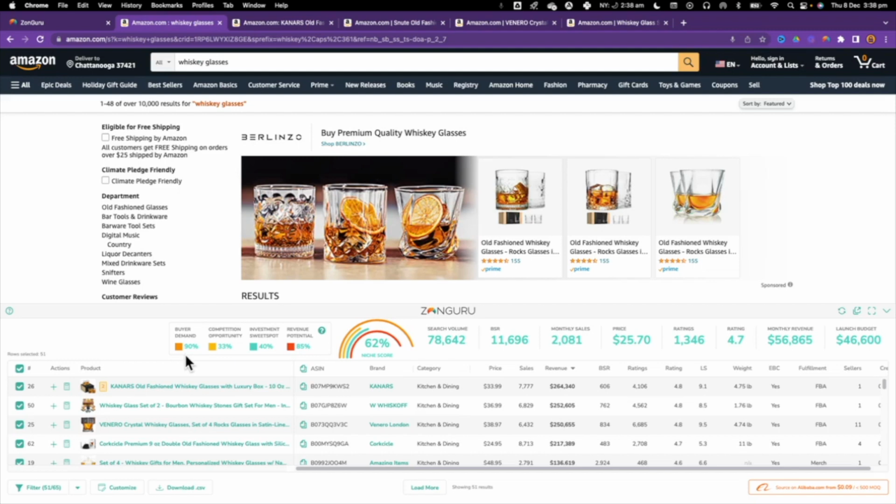The competition opportunity is low at 33%, and that's not a good score. That means the competition is really good. So your opportunity is low at 33% to break into this niche with this keyword.